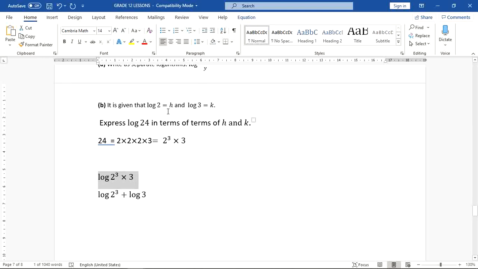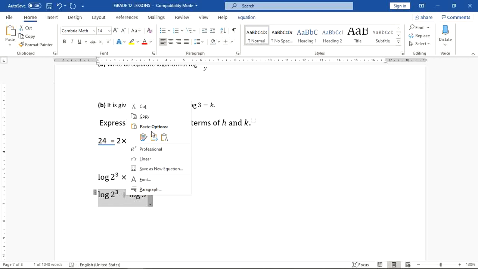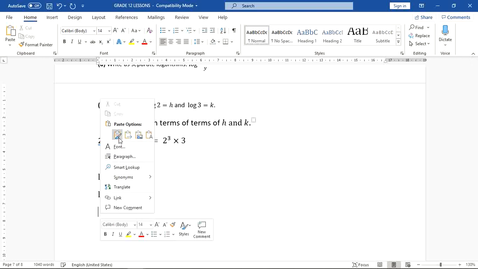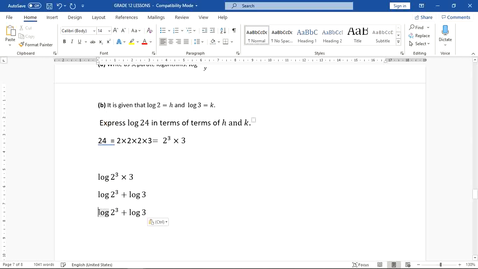But we are not quite sure if we can write this part as h. Is that an h? No. log 2 exponent 3 base 10 is not h. So we need to reverse the power law. We must put the 3 in front. Only then do we know for sure that we can substitute log 2 with an h. So we put 3 here, and then the exponent won't be there anymore.